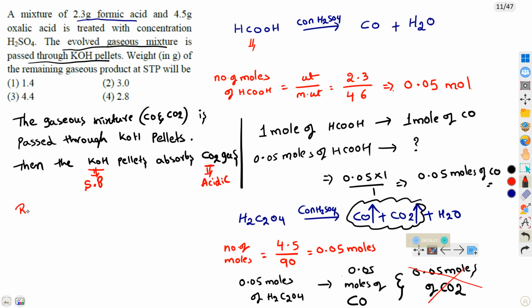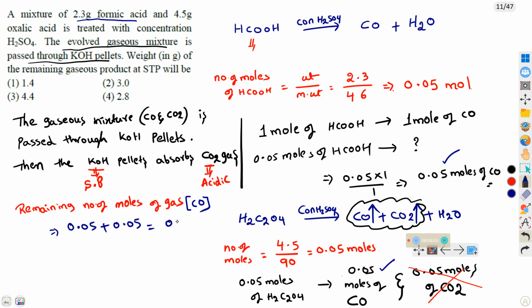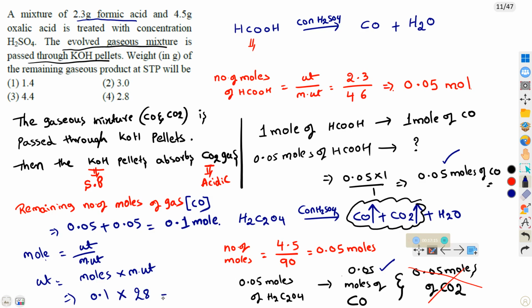So the remaining number of moles of gas is 0.05 moles of CO from formic acid and 0.05 moles of CO from oxalic acid, that is 0.05 plus 0.05, equal to 0.1 mole. We know moles is equal to weight by molecular weight. If you want weight, then multiply moles with molecular weight. Number of moles 0.1, molecular weight of CO is 28, then you will get 2.8. Fourth option.